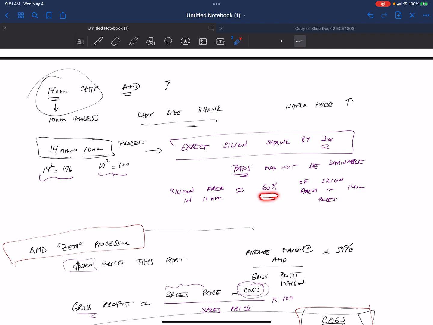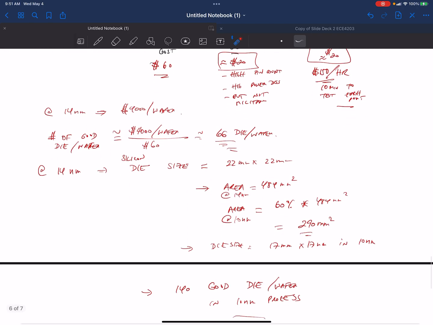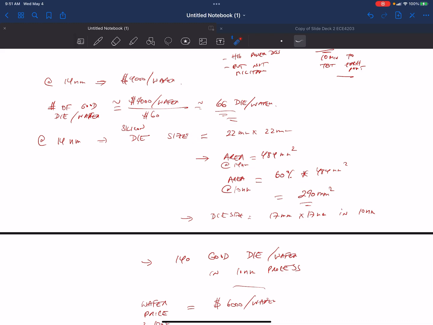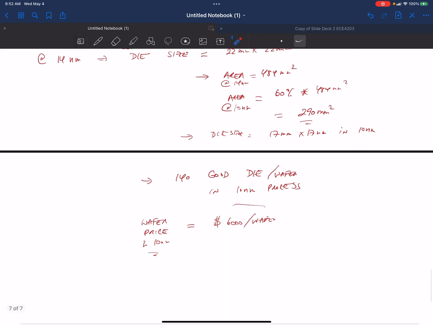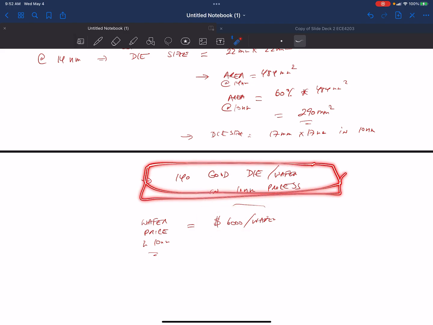It was 60%. But even with that, notice that we more than doubled the number of good die in the new design than the old one, although we didn't shrink it by 50%, but the yield went up. So even though we didn't go to half the area, we got more than double the number of die per wafer. Okay, so that's like the pricing. That's what happens when the dies shrink, which is great.